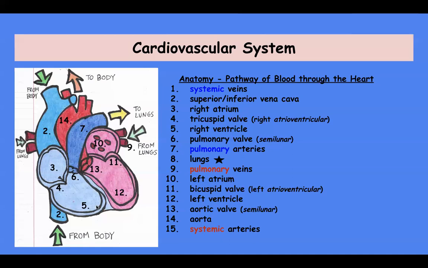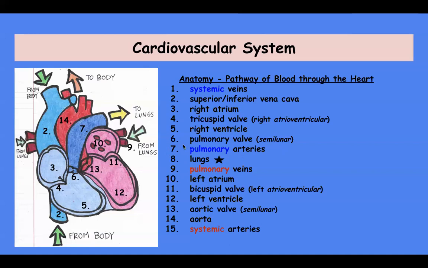All right, so we are now in the right ventricle. The right ventricle is then going to pump blood through the pulmonary valve. And the pulmonary valve is not an atrioventricular valve, but it's a semilunar valve. And we will touch on what that means in a future slide. Blood is then going to travel through the pulmonary valve into the pulmonary arteries. And these pulmonary arteries are going to deliver the blood to the lungs. This is where number 8 comes in. We're going to the lungs.